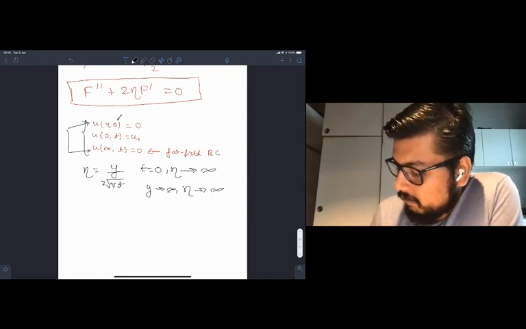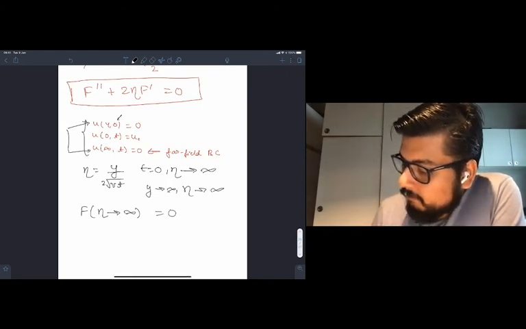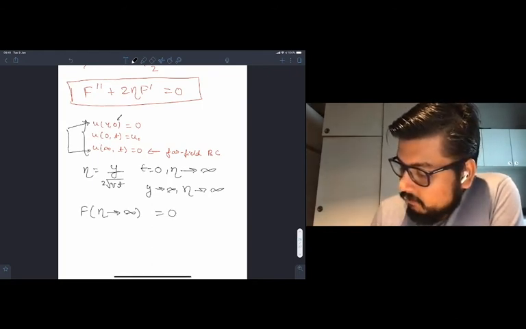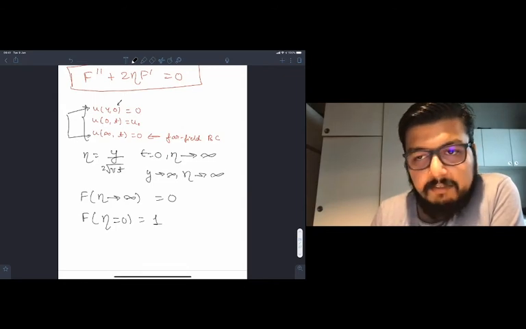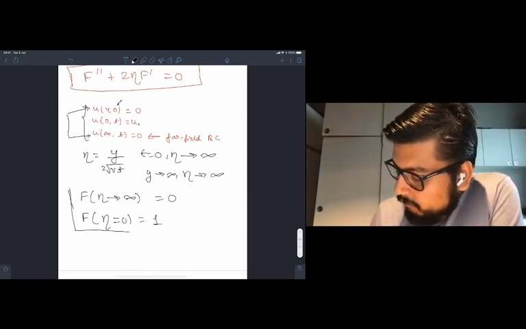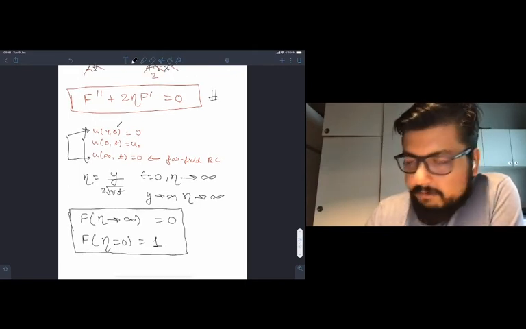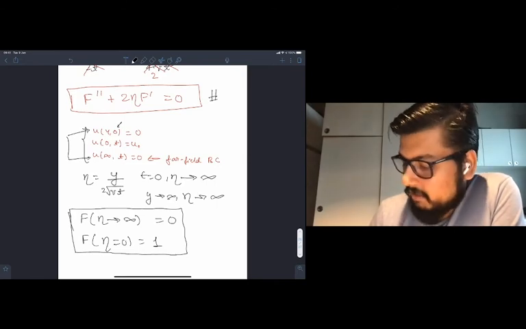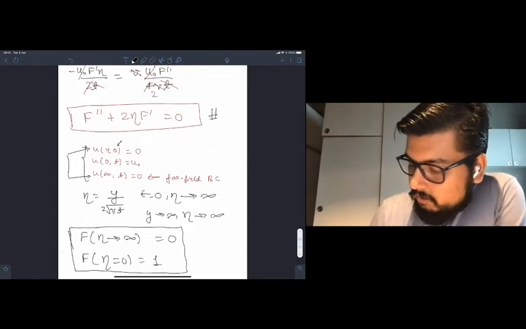So this gives me the boundary condition that f at eta tends to infinity is equal to 0. Furthermore, if y is 0, then eta will be 0. So f at eta equal to 0 is equal to 1, since f is nothing but u over u naught. So now we have these two boundary conditions and we have an ordinary differential equation. So this should be easy to solve. So let's try and solve it.